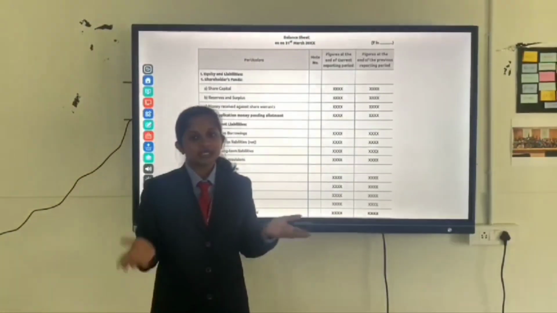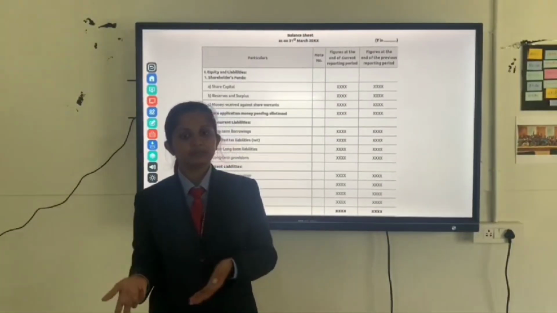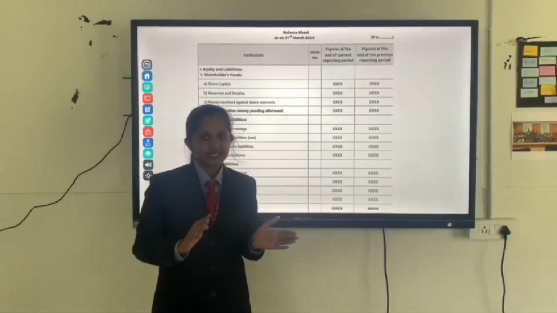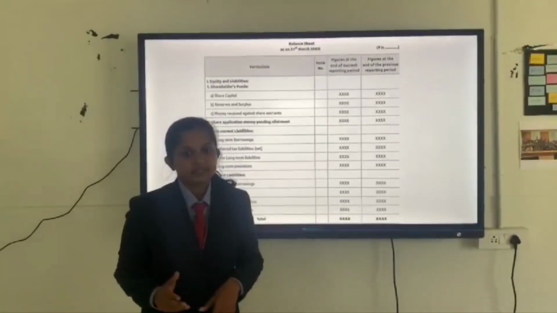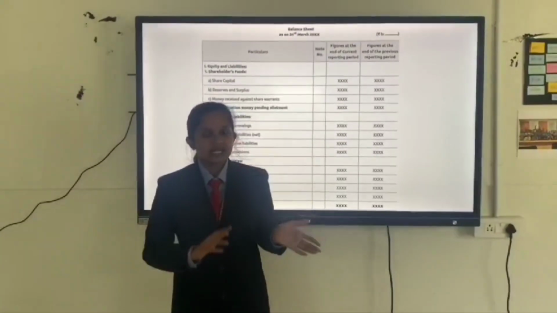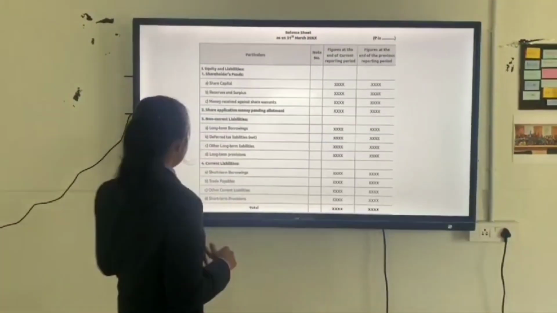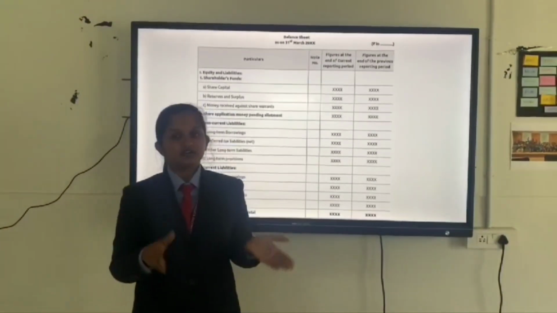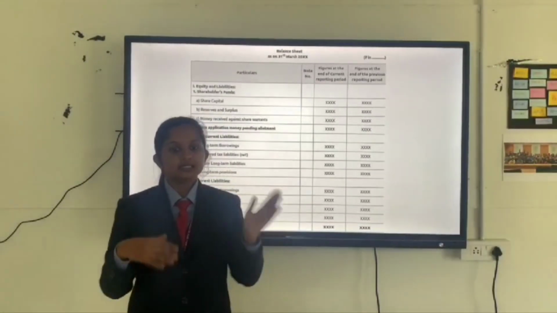Provisions. Short-term borrowings means borrowings with a short tenure, that is short-term borrowings. And trade payable is the amount owed to suppliers, that is trade payable. The third one is other current liabilities: short-term obligations not classified elsewhere. And the last one is short-term provisions: funds set aside for short-term expenses, that is short-term provisions.